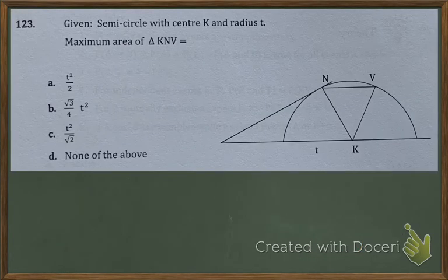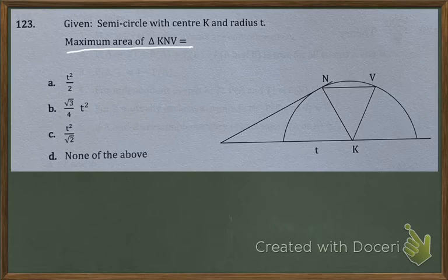Alright, let's move on to the next question. Some of these questions are quite complicated. You can look at the video a couple of times just to make sure that you master the skills and cement the understanding. Question 123, given semicircle with center K and radius T, find the maximum area of triangle KNV.